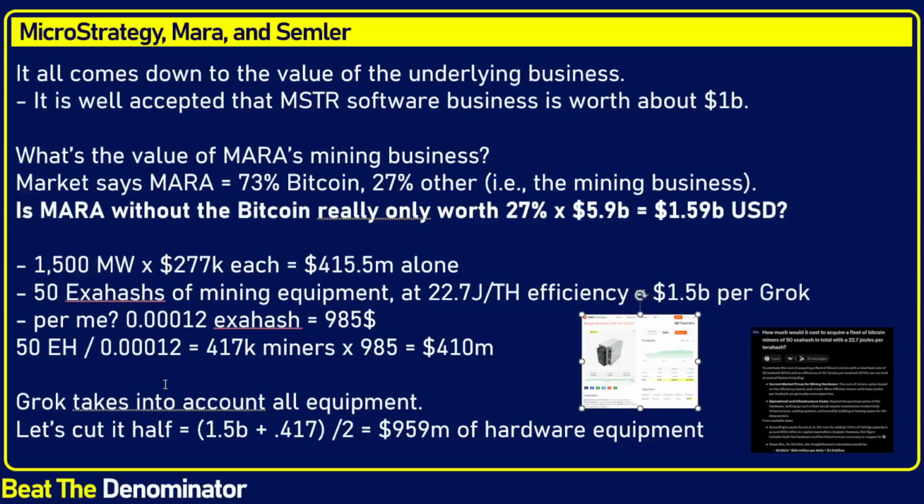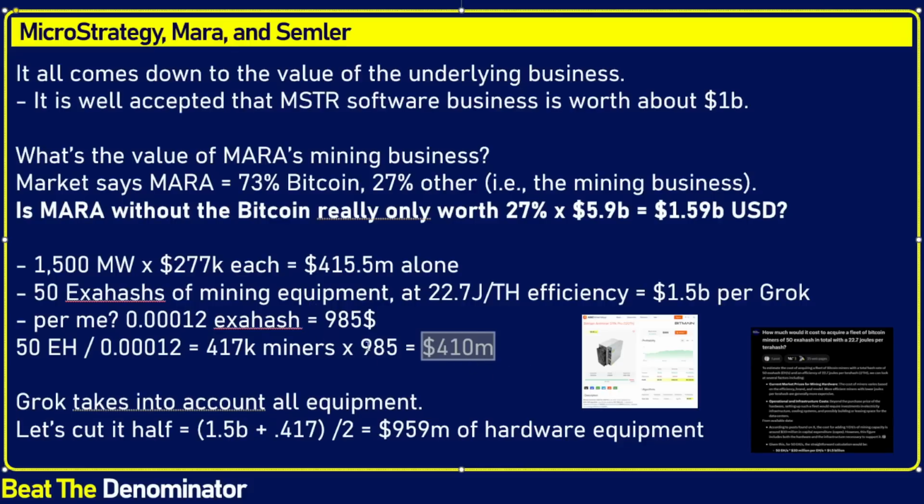So 50 exahash divided by 0.00012 exahash would be the equivalent of 417,000 of these miners. 417,000 miners times $985 per miner, you are at $410 million worth of miners per my estimate. So per my estimate, they have 825 million worth of sellable equipment as of today, land and equipment, power access and equipment, and the market is giving them a value of 1.59. But I'm not going to use my number. I'm going to use the average of Grok's number and my number, because I believe I have a low estimate here.